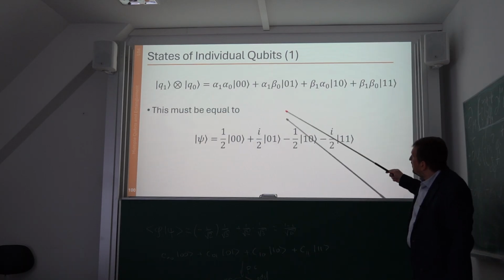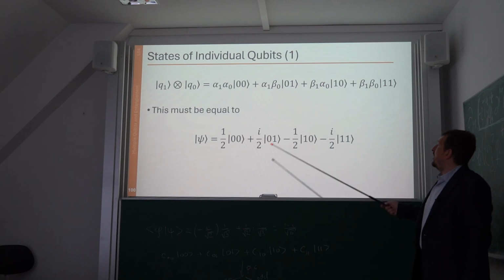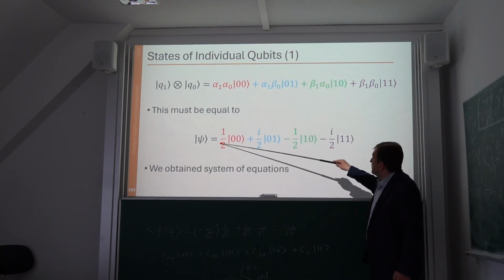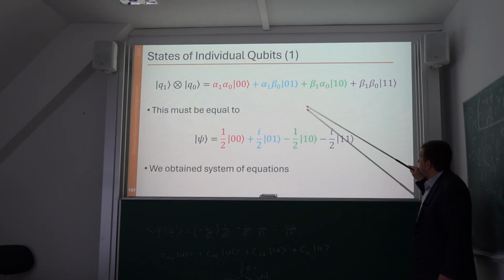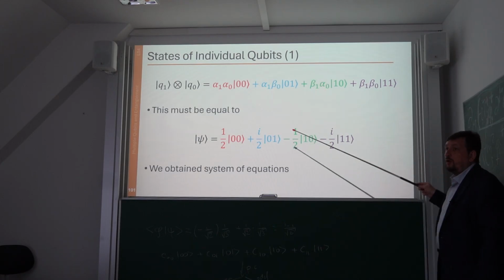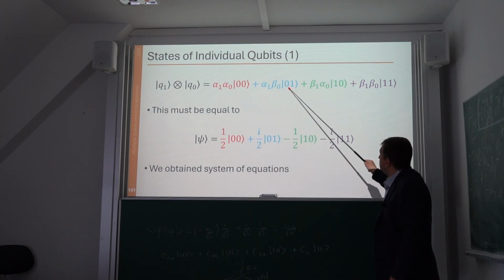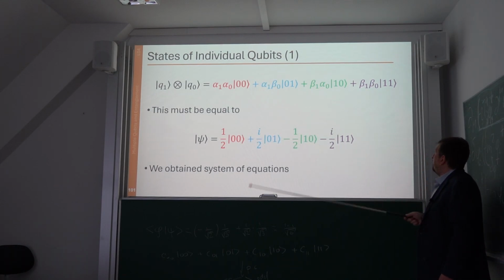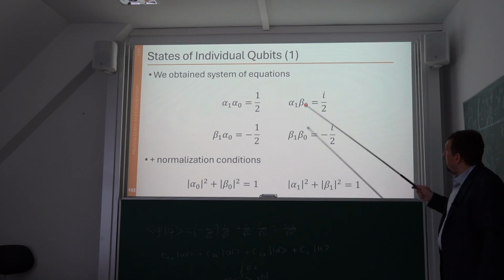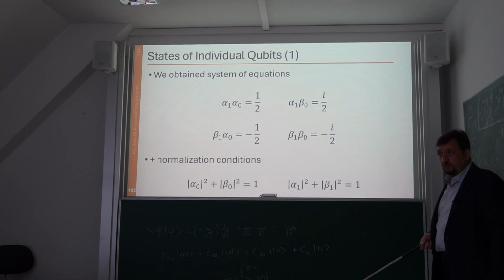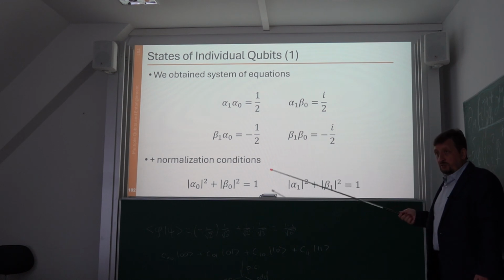And this state I want to be equal to my state of two qubits. So these terms must be equal, this term must be equal, and so on. So I obtain 4 equations, one for each of these basis components, and plus we have normalization conditions. So we can solve this system of equations.